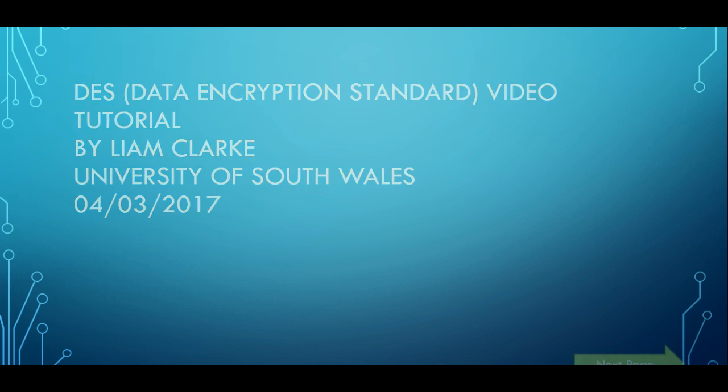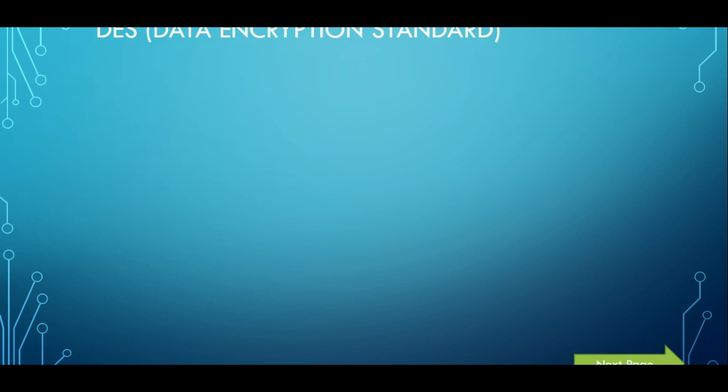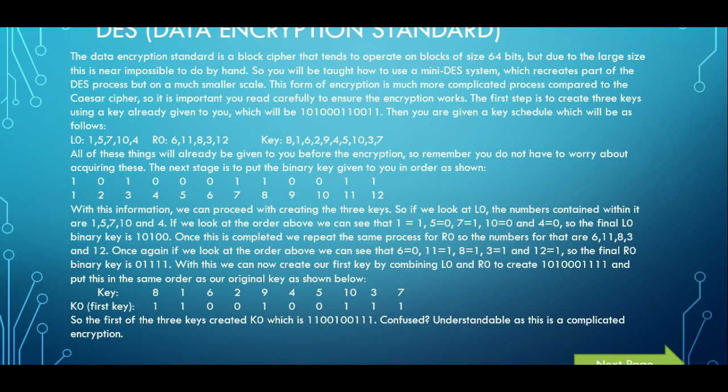As you can see, a lot of writing here. There's a lot to go through, guys. Basically, Data Encryption Standard is a block cipher that operates on blocks of size 64 bits, but due to the massive size of that, it's just pretty much impossible to do that by hand. So what we're going to do is something called a mini DES, which is possible to do by hand. It's just a smaller version of the usual DES process, so we will be able to do it by hand, but it is still a long process.